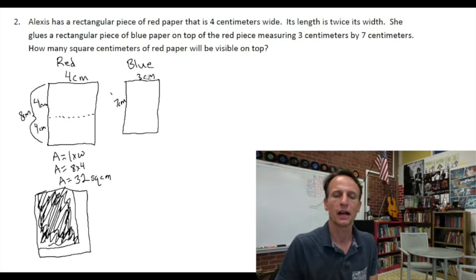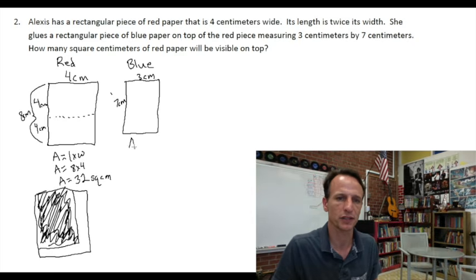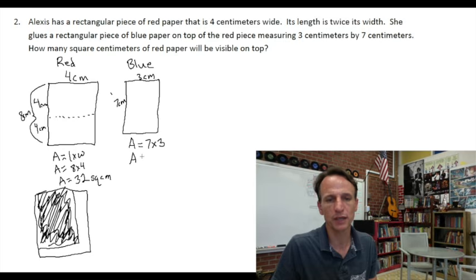All right. And then if we do the same for blue, I just wrote the formula for area, so I don't need to write it again here. So we'll say it is 7 by 3, 7 times 3. So the area of the blue paper is what?